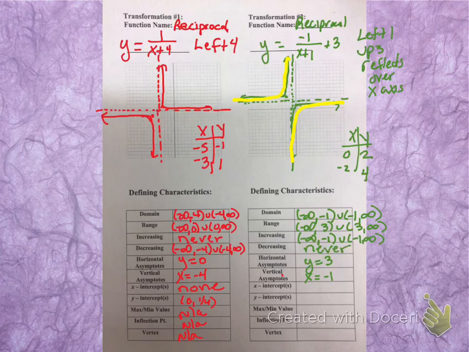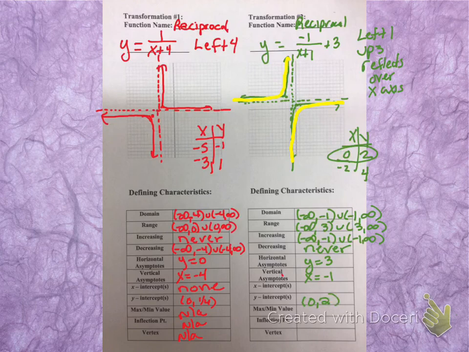But this one's even different yet. I have x and y-intercepts. I cross both axes, okay? So we actually already know our y-intercept. It's right here. When x was 0, y was 2. So the y-intercept is 0, 2.